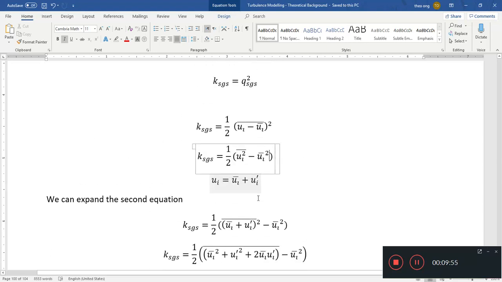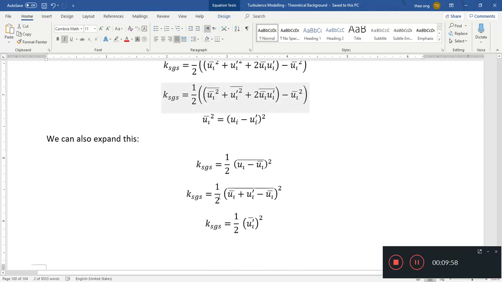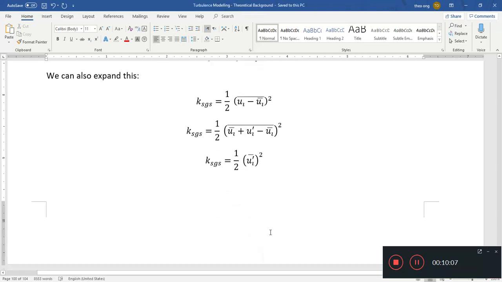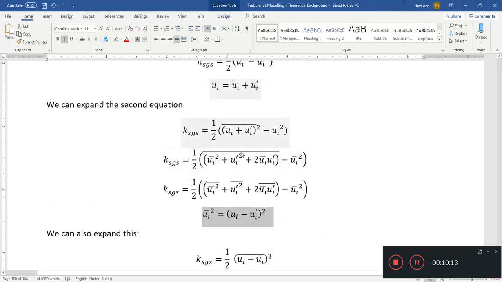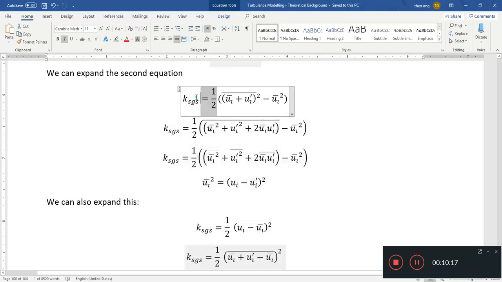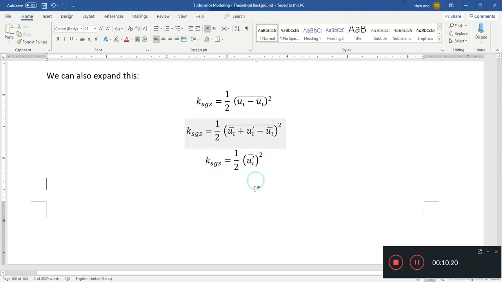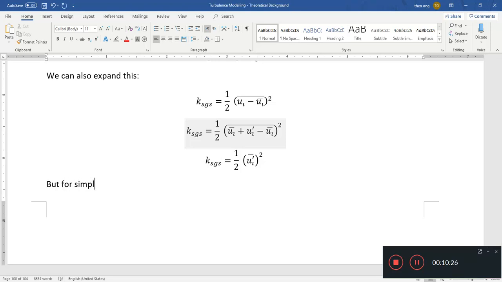Okay, long and short of it, we find that this expression and this expression are not exactly equal, right? All right, these two expressions are not equal. Well, what is the difference between them? No matter how you try and manipulate your terms, this expression of KSGS and this expression will be slightly different. But for simplicity's sake, we can approximate these two to be equal using similarity.